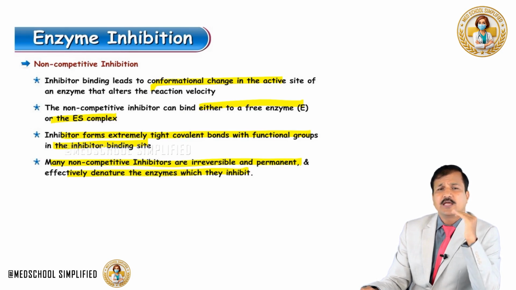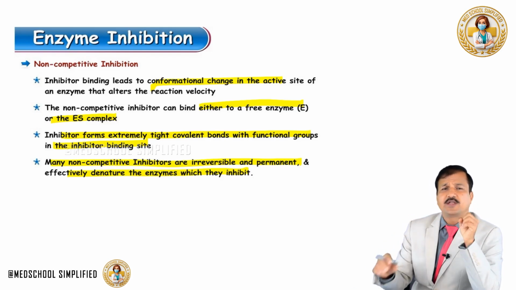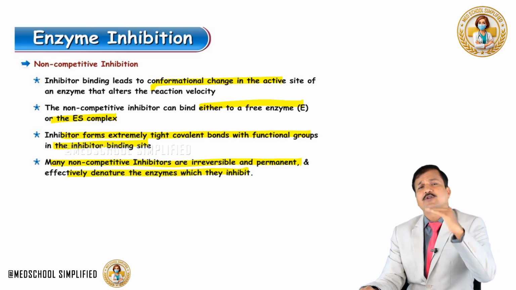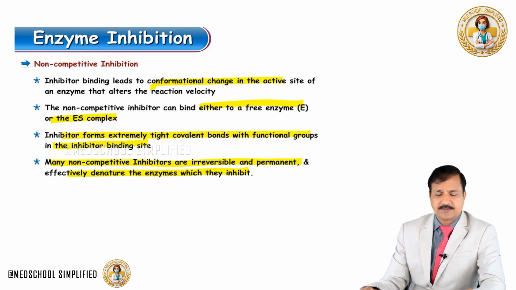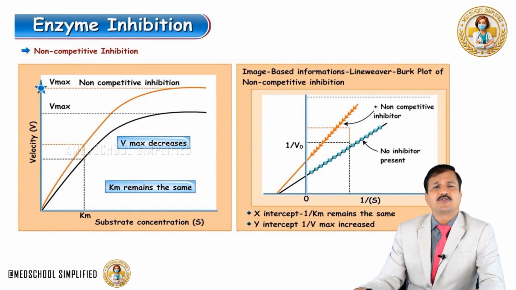Remember that. So when the enzyme is totally denatured, or when the enzyme function is totally altered, not allowing proper fitting of substrate to the active site, overall product formation decreases. That means the overall maximum velocity of the enzyme will decrease. Now let's see what the kinetic changes are in the presence of non-competitive inhibitors using the Michaelis-Menten plot and the Lineweaver-Burk plot.